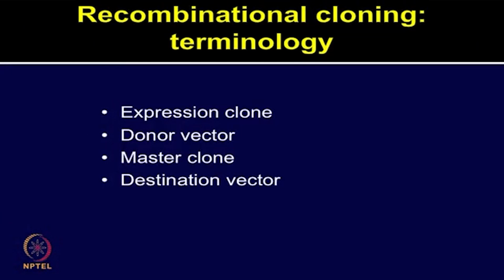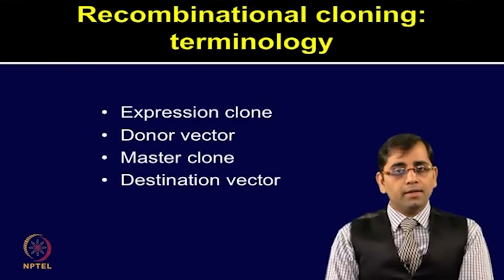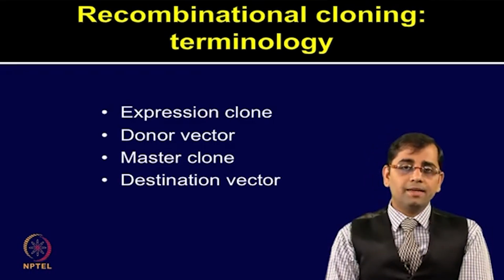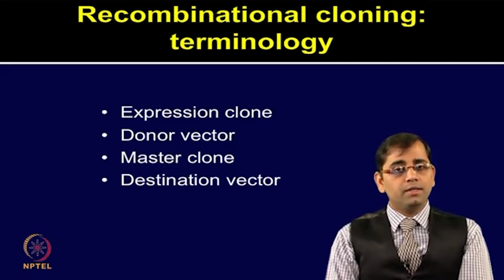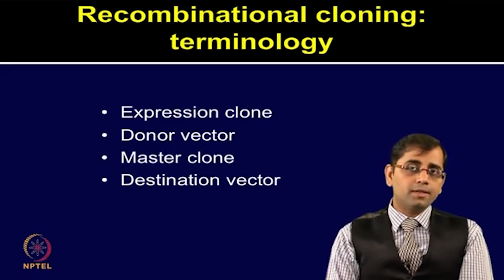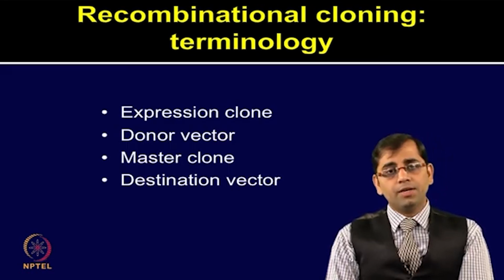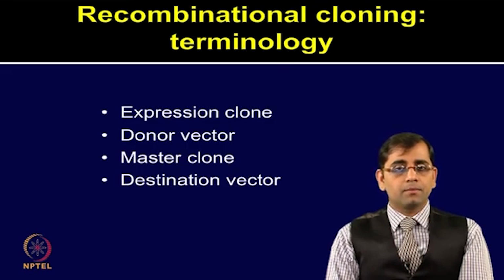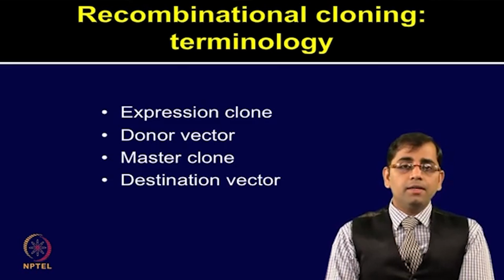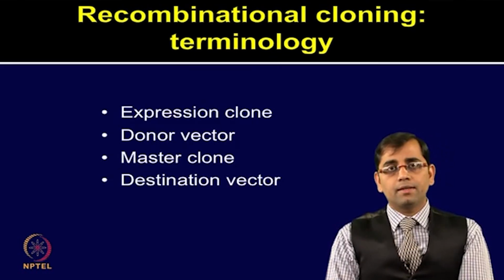Before I talk about recombinational cloning in more detail, let me introduce you to a few terminologies commonly used in recombinational cloning. So, what are expression clones? This is a clone containing a gene sequence of interest which is flanked by att B sites. The orientation of the gene is maintained throughout the process because of a specific interaction between the att sites. So, what are these att sites? The att sites are DNA segments of certain defined length.